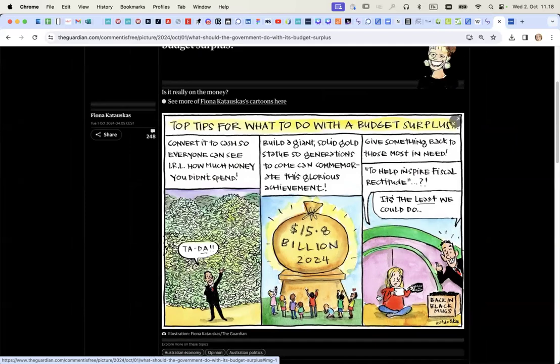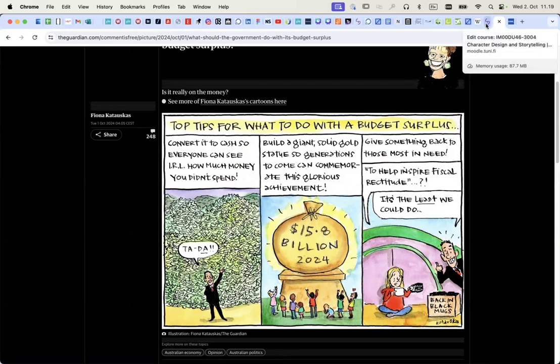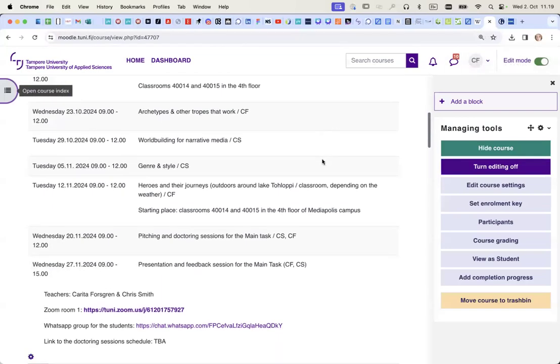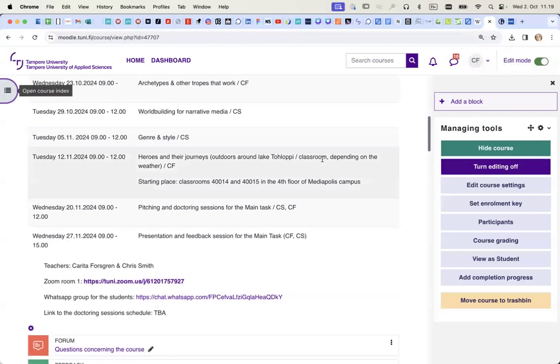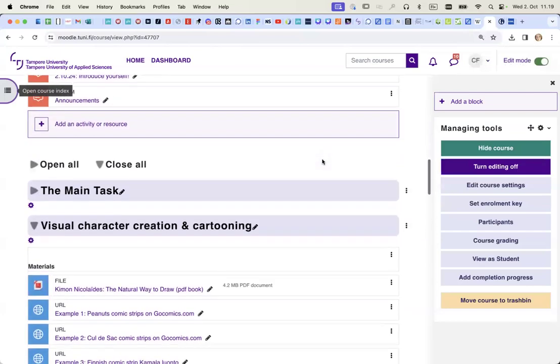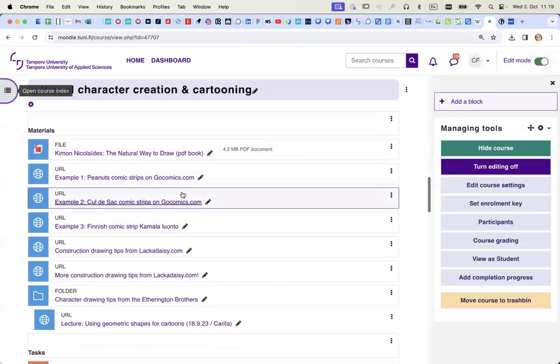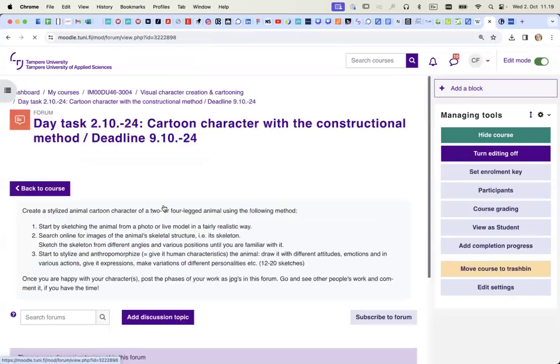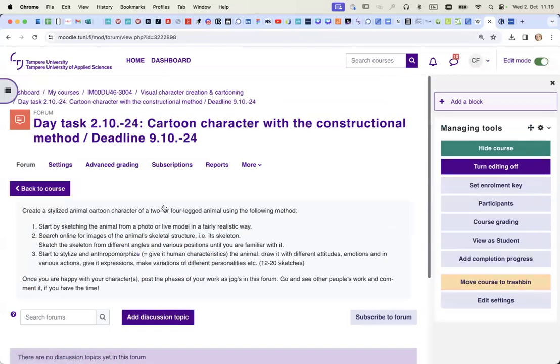Right. So I think I went through all of the three tasks, but the third. So I think let's go into that, unless you have questions right now. So third task: cartoon character with the constructional method. So what's the constructional method?